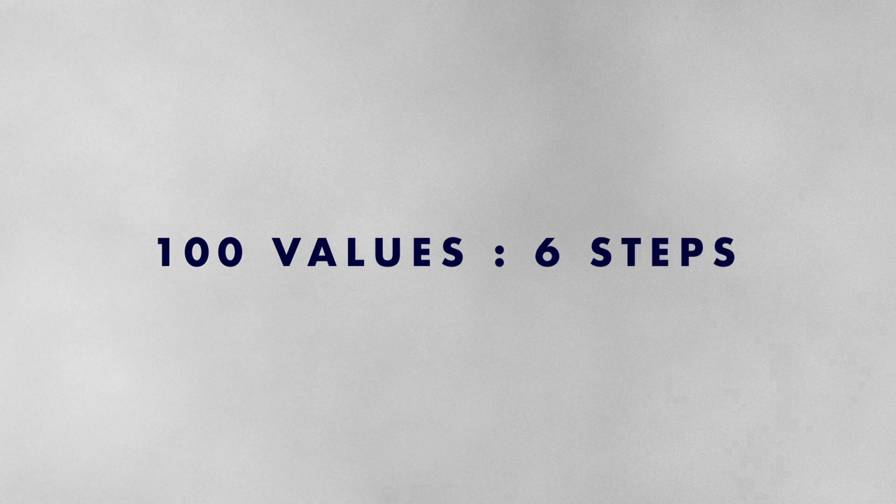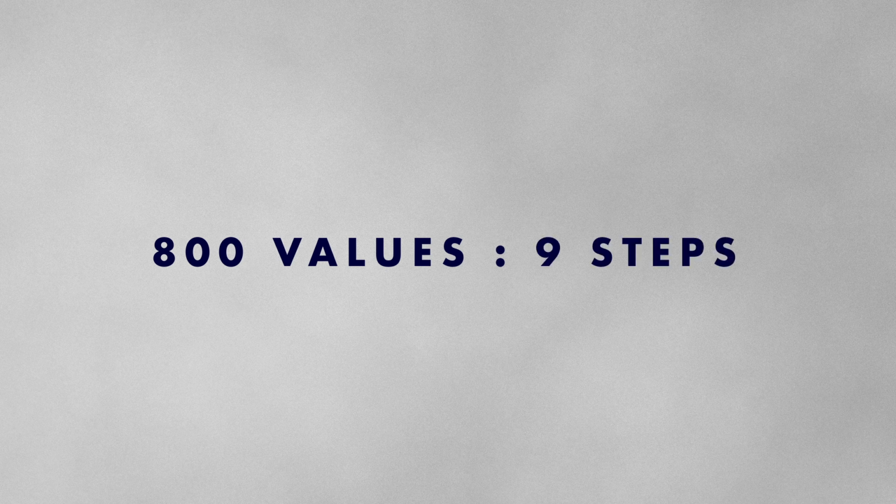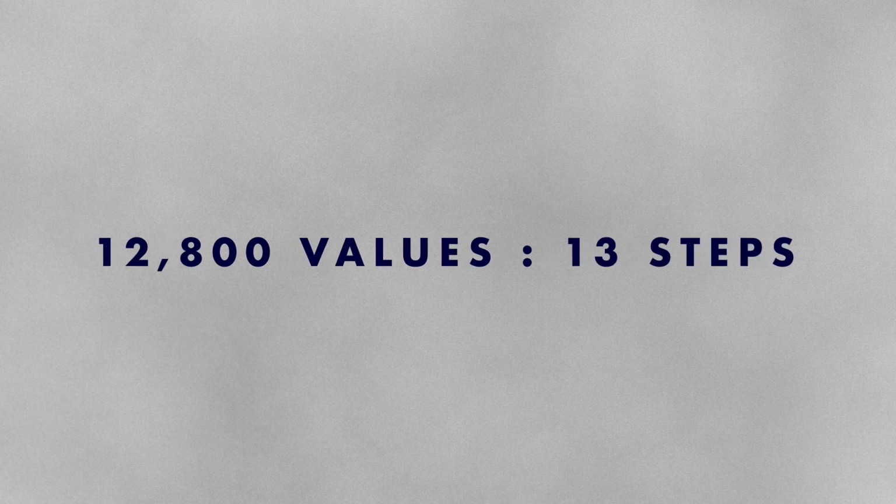With a dataset of 100 values, binary search guarantees that we'll find our target if it exists within 6 steps. But if we double that dataset to 200 values, we only need one additional step. Each time the size of our set doubles, it takes just one more step to complete the search. With binary search, even as datasets get very large, the time required to search them grows very slowly.